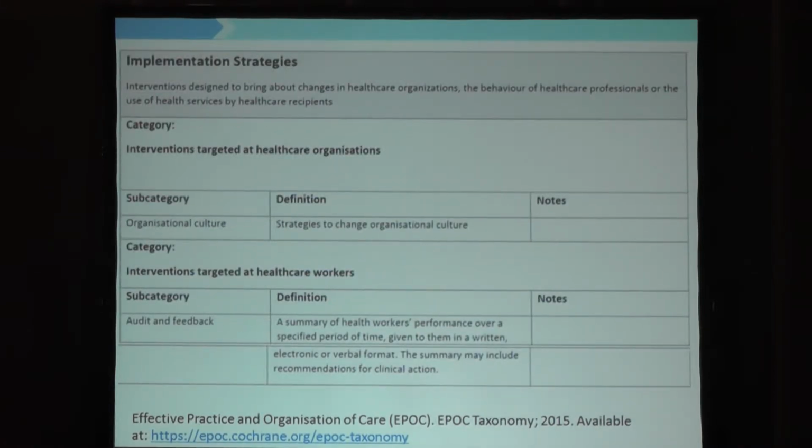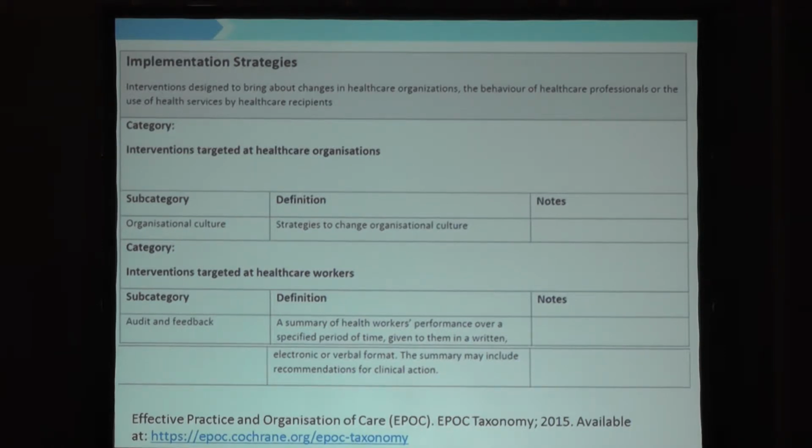And there can be a whole variety of these implementation strategies that they have now categorised, and I've got the reference up there for you. They've changed them in 2015. But one of those is about organisational culture. Now, audit and feedback is one of these strategies. But even when we look at audit and feedback, which is described as a summary of that healthcare worker's performance over a specified time period and given to them in a written, electronic or verbal format, the summary may include recommendations for clinical practice.